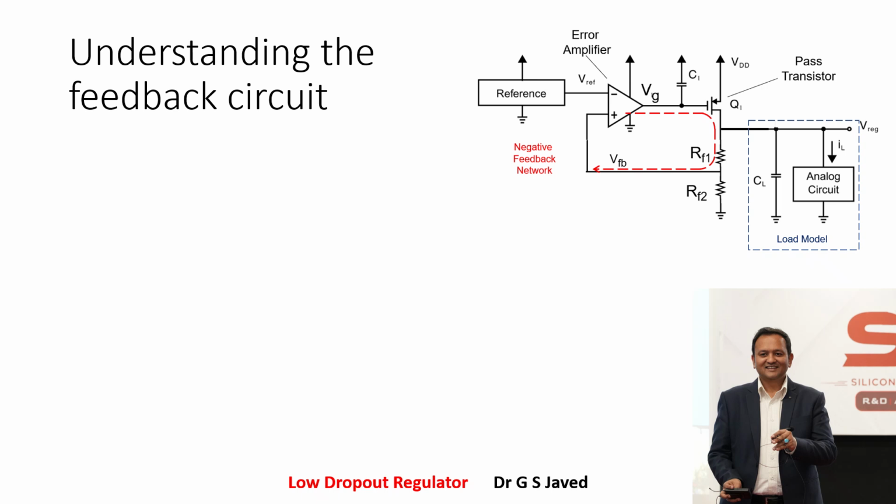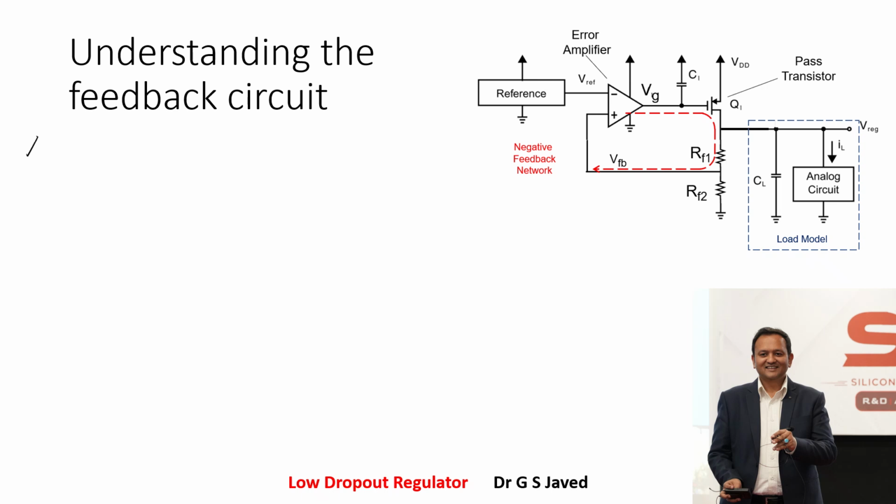Let us quickly understand the feedback circuit. There is a negative feedback circuit present in an LDO or any voltage regulator. So this feedback circuit comprises the error amplifier, the PMOS device, and the feedback resistors. Now, under what conditions do you identify, and how do you design Rf1 and Rf2?